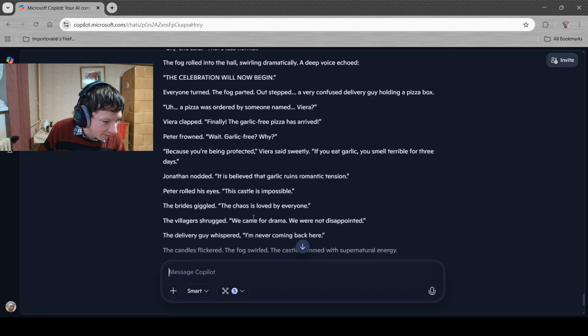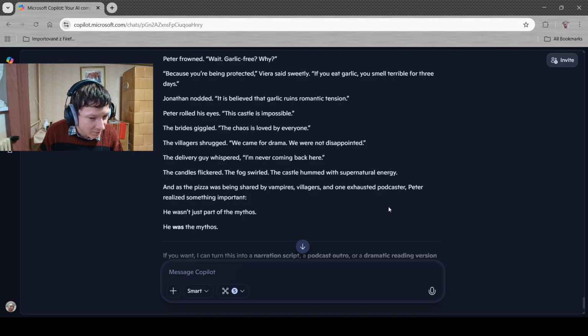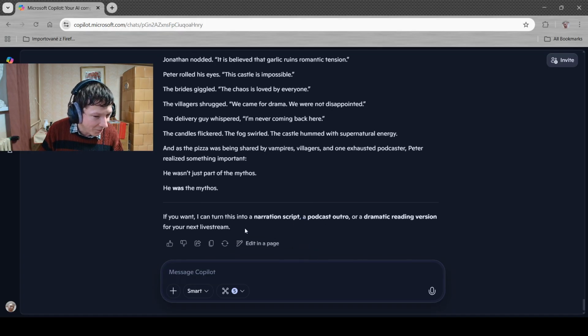The brides giggled. The house is loved by everyone. The villagers shrugged. We came for drama. We were not disappointed. The delivery guy whispered. I'm never coming back here. The candles flickered. The fog swirled. The castle hummed with supernatural energy. And as the pizza was being shared by vampires, villagers, and one exhausted podcaster, Peter realized something important. He wasn't just part of the mythos, he was the mythos.